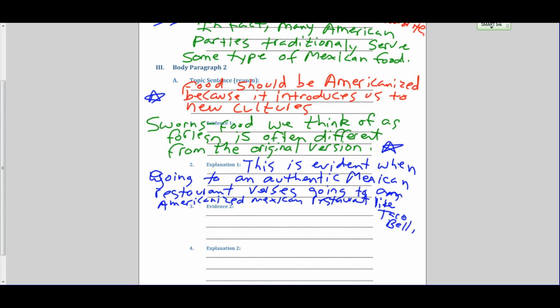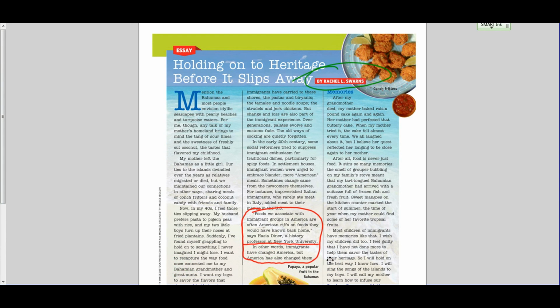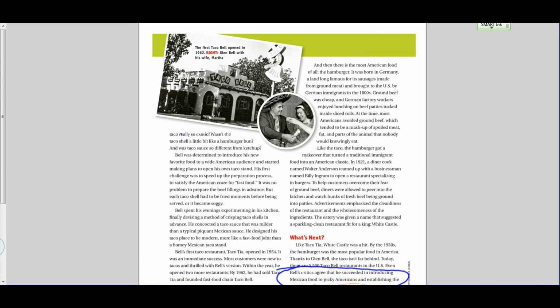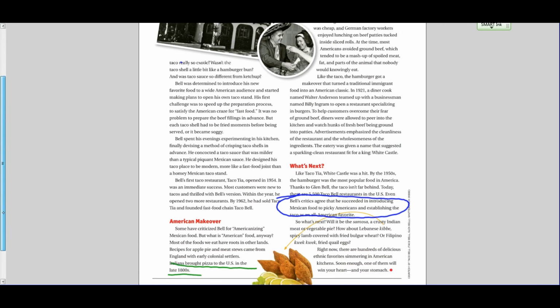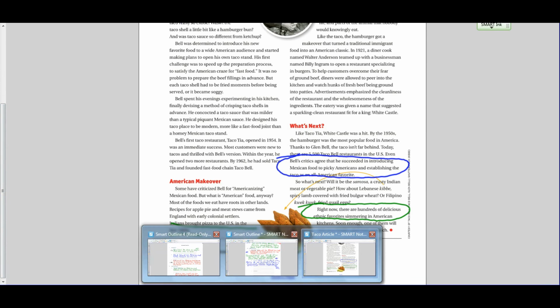Okay, back to looking for more evidence. Again, I'm looking for evidence to prove that Americanizing food introduces us to new cultures. And I did find something in our previous article, right down here, that talks about hundreds of American kitchens serving ethnic favorites. Again, I need to go back and cite this before I do anything.